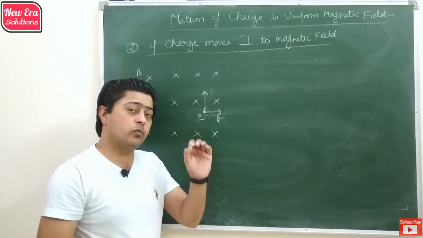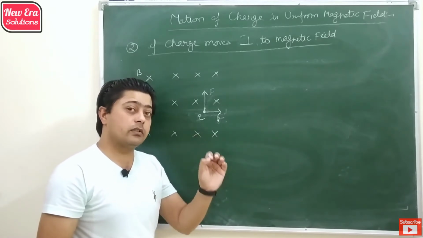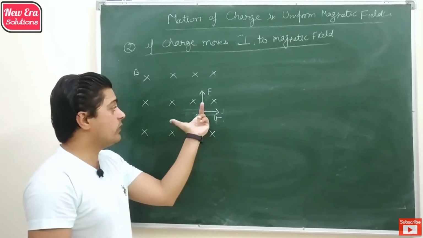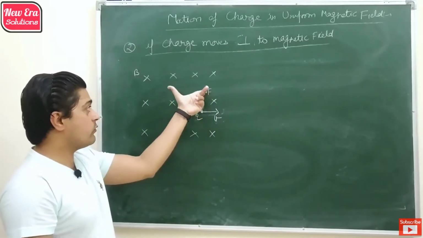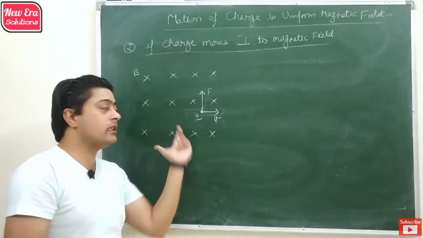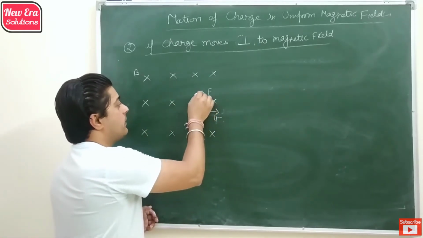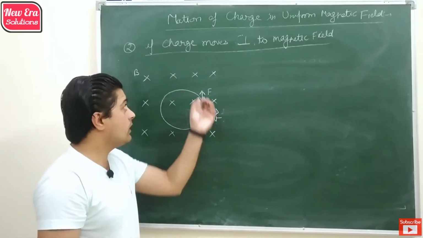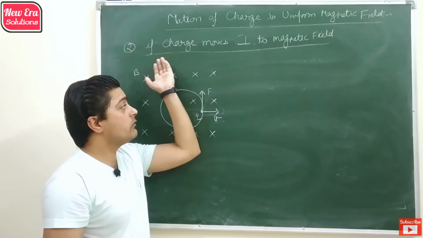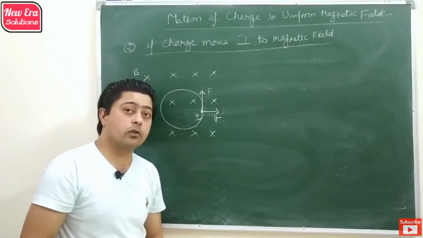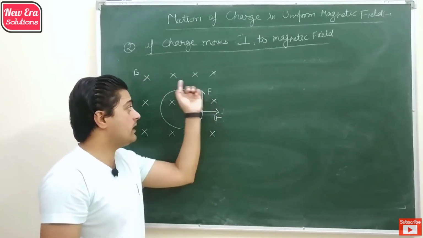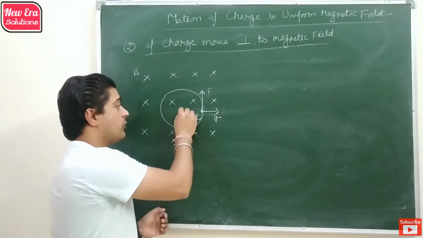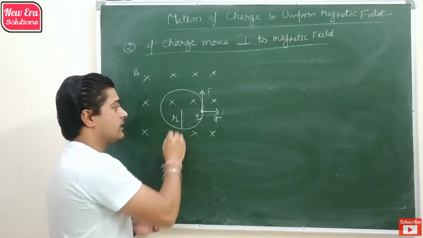As the charge moves in the upward direction, the direction of force will change according to the direction of velocity. So the direction of force will continuously change and the charge traces a circle inside the magnetic field. So in a uniform magnetic field, when a charge moves perpendicular to it, it moves in a circular path with the same speed.